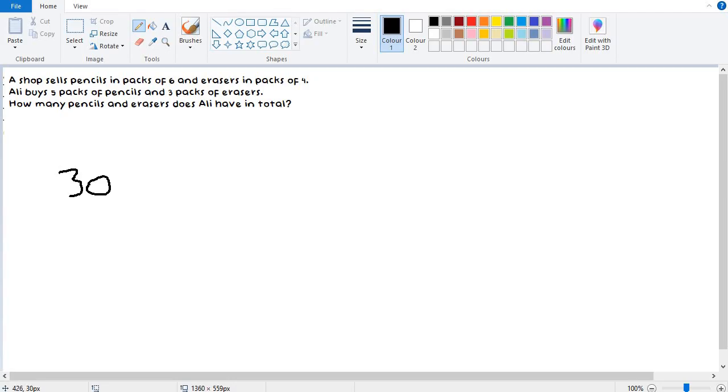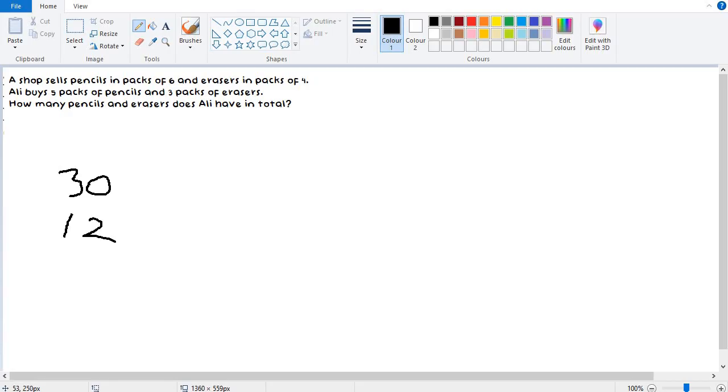I don't think I explained that properly, so I'm going to explain again. In each eraser pack there are 4, and he buys 3 of them. So we have to do 4 times 3, which is 12.